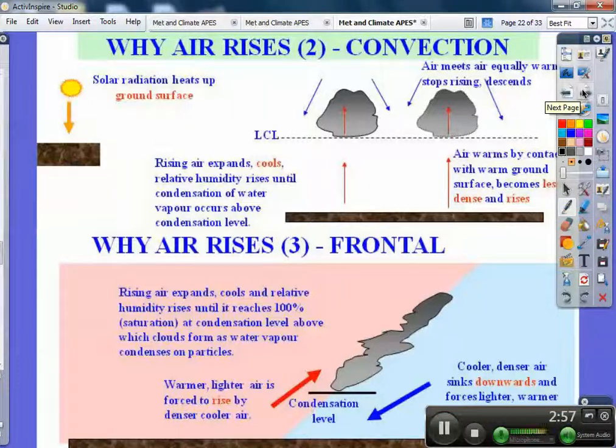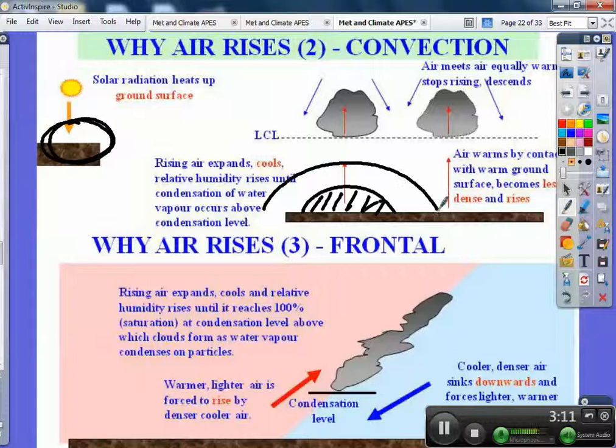You've got the surface heating up because of the sun. The air at the surface becomes warmer. So let's say it was originally occupying this much space. As it heats up, it's actually going to expand and occupy this much space, and it becomes less dense. As it expands and becomes less dense, it wants to rise. Another reason why air rises is frontal boundaries.